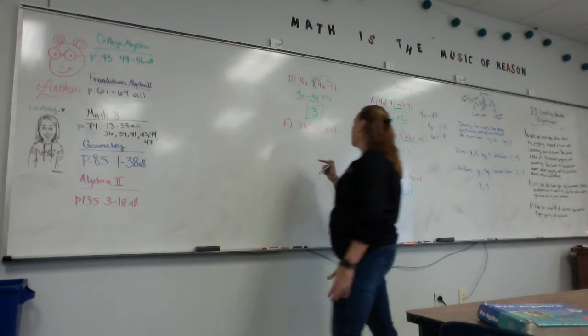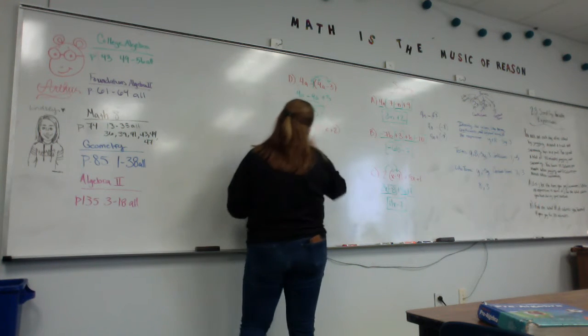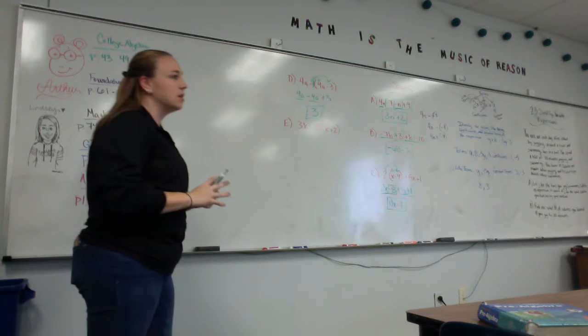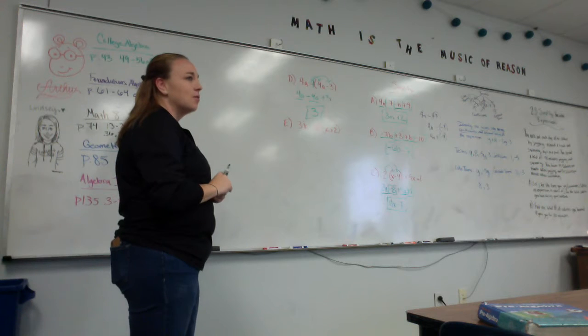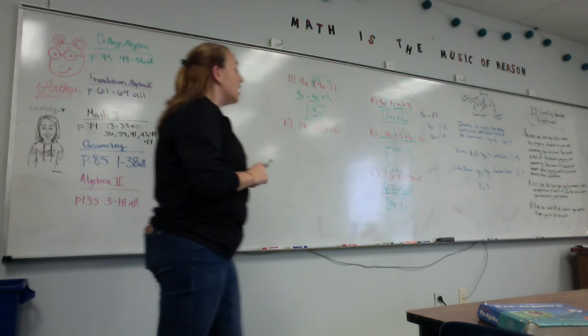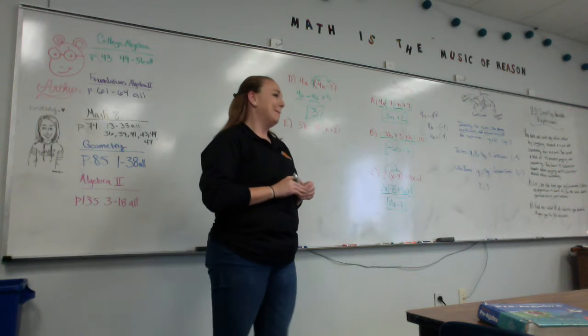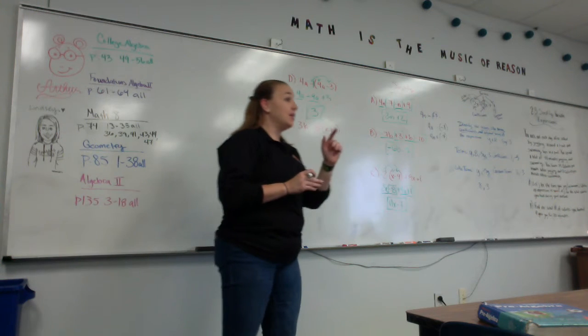We're going to keep working. Look: 3k minus 8 times k plus 2. What do I need to do first? Multiply 8 times k. Okay, not just 8. What's with that 8? A negative 8.